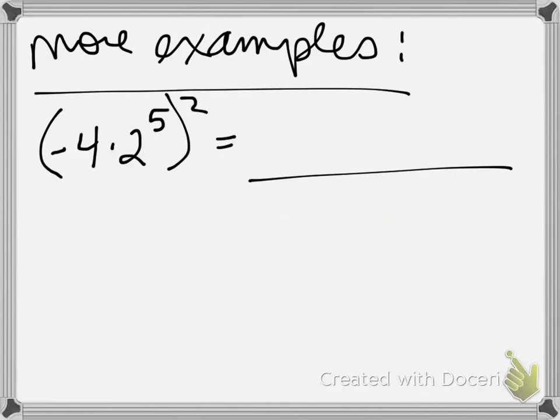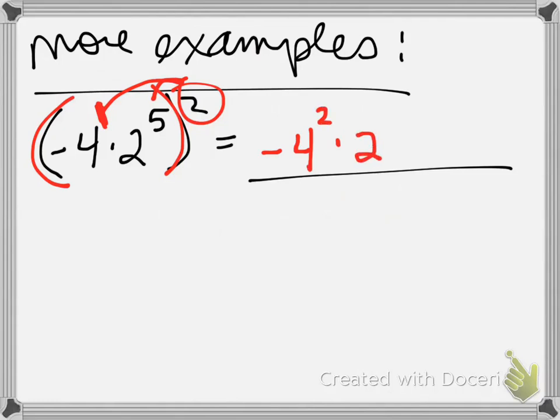So my first problem here, I have negative 4 times 2 to the 5th power. It's in parentheses and it has a square on the outside. So I am going to distribute that square to each of the powers. Remember, this is 4 to the 1st power. So negative 4 is now going to be to the 2nd power, times 2 to the 5 to the 2. This makes it a power to a power, so that makes 10. So I have negative 4 squared times 2 to the 10th.